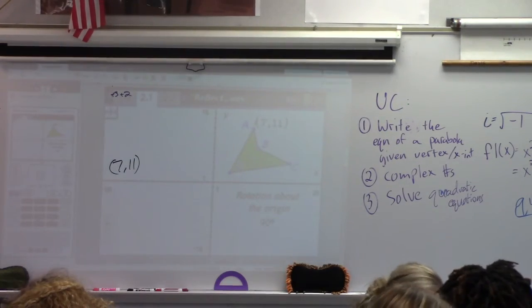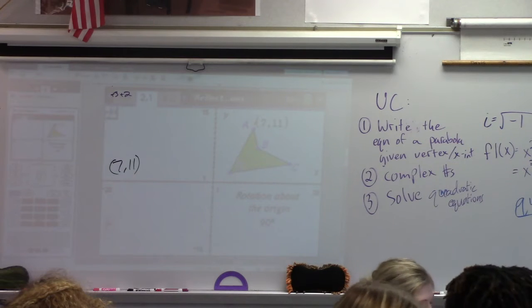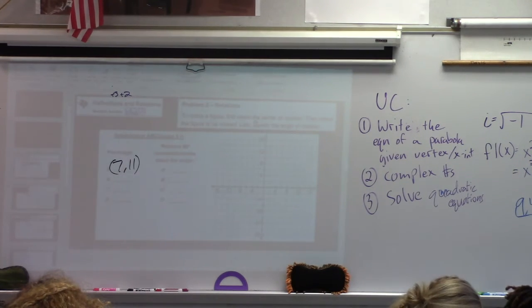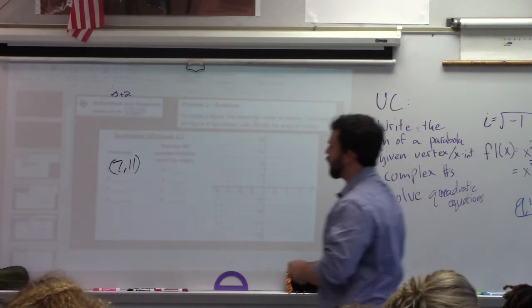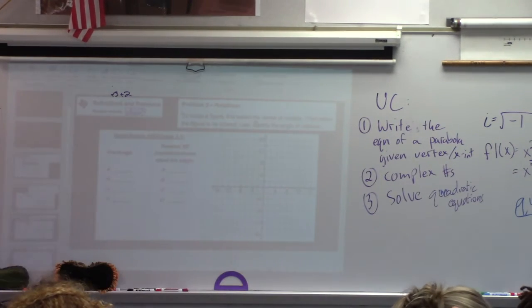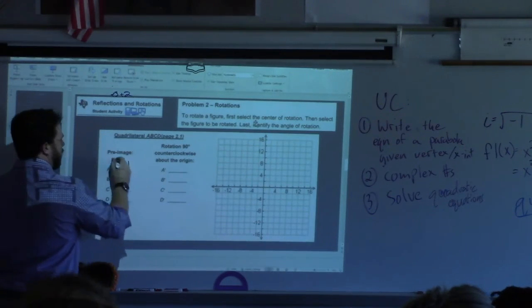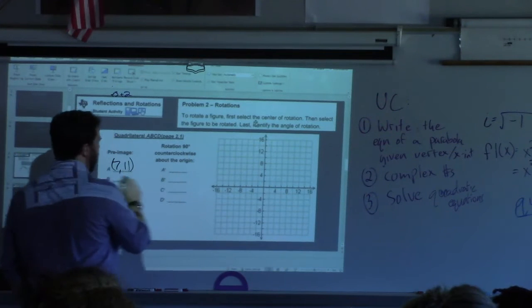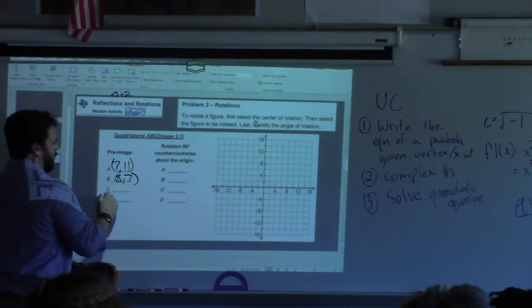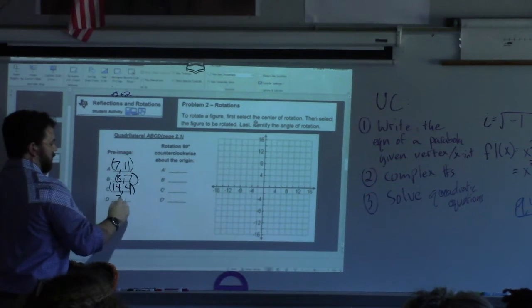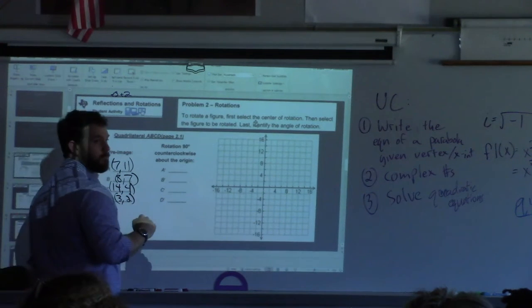A couple of things I want to point out, because I saw this language showing up pretty regularly, and this is good. First off, what are the coordinates for the pre-image and the image in 2.1? A is 7, 11. B is 8, 7. C is 4, 14, and 3, 2. And then there's negative 4.